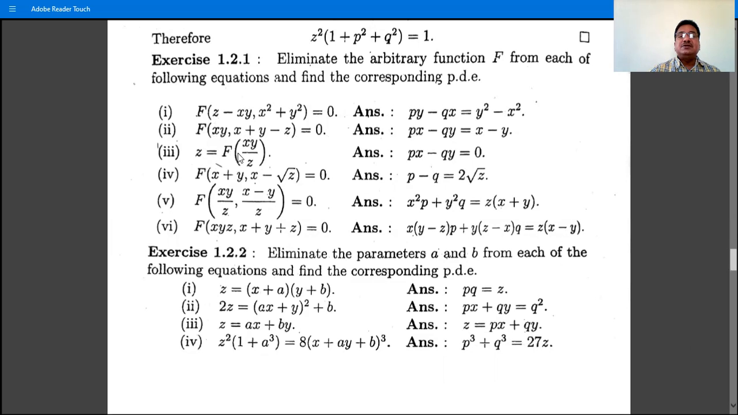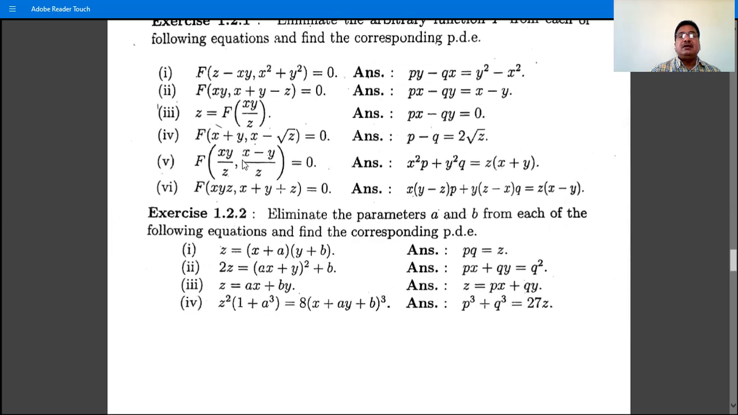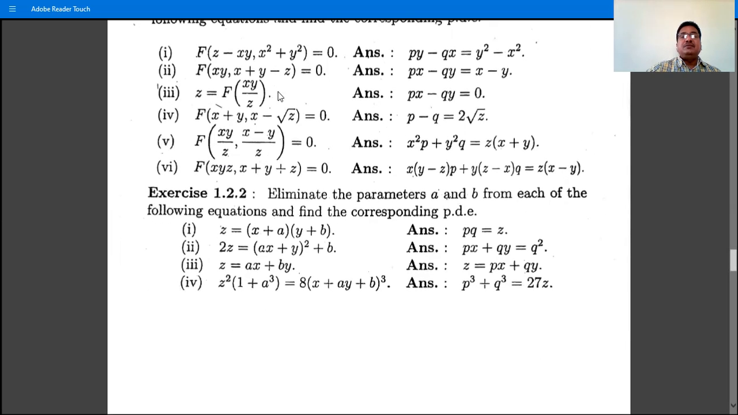So this is z = f(xy/z). We have to eliminate this function f now. For that we differentiate this with respect to x and with respect to y, which are equations number 2 and 3, and from equations 2 and 3 eliminate this function f. So this is a problem of the type f(u, v) = 0.